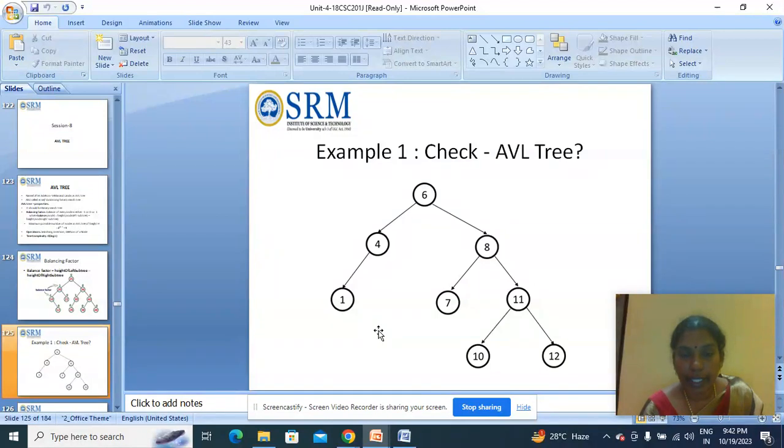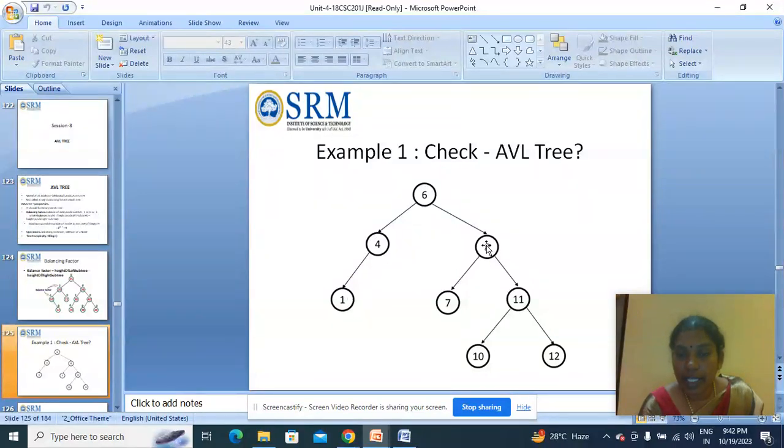Okay, so take this example, check whether this tree is an AVL tree or not. So here first we take the balance factor for the 6. Here the left subtree height is 2 because two edges are available. The right subtree height is 3 because three edges are available. So 2 minus 3 is minus 1 for the 6. For the 4 also 1, and for the 1 the balance factor is 0.